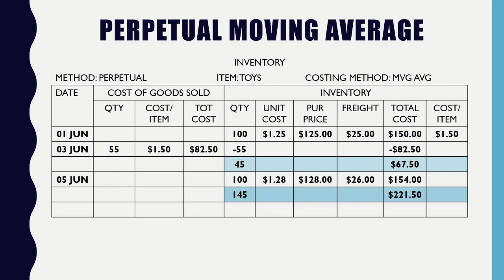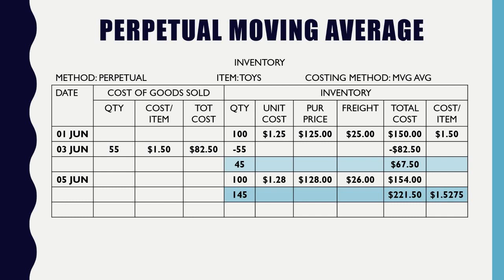So now that I have a new total cost and a new total quantity, this is where my average cost per item comes into play. I'm going to figure out how much my cost per item is. If I have $221.50 worth of cost, I need to divide it amongst 145 items. So in this case, it's going to cost me $1.5275.